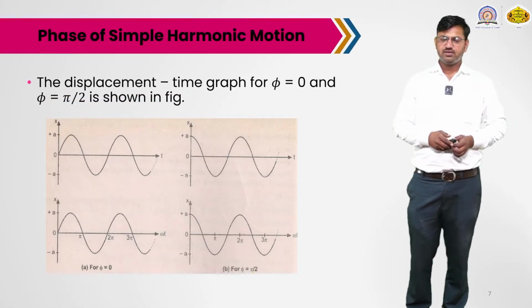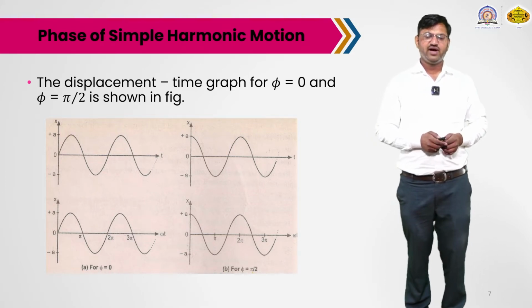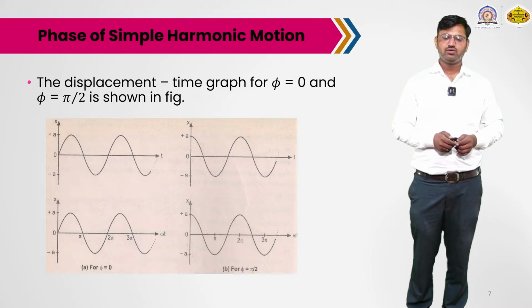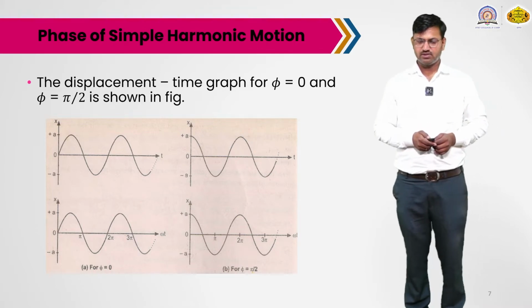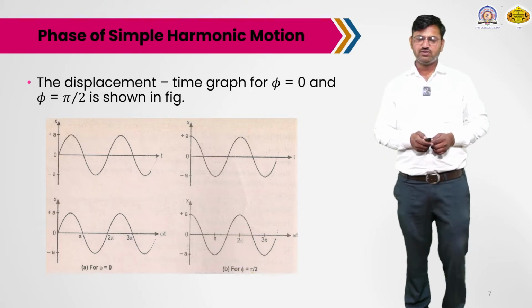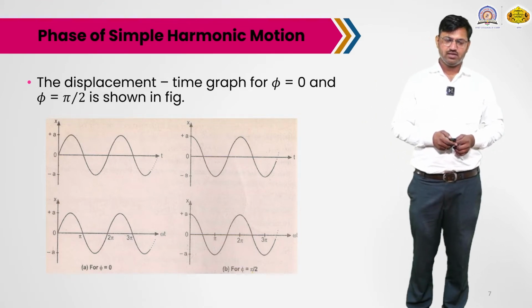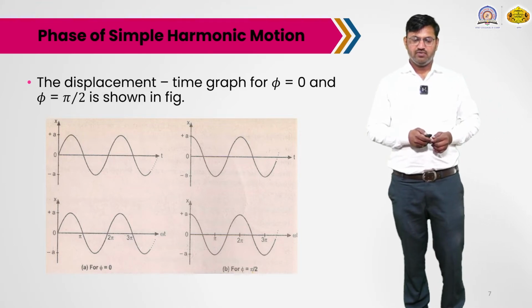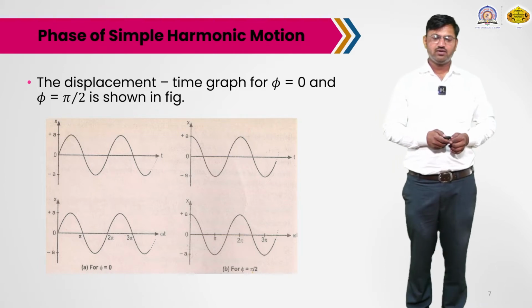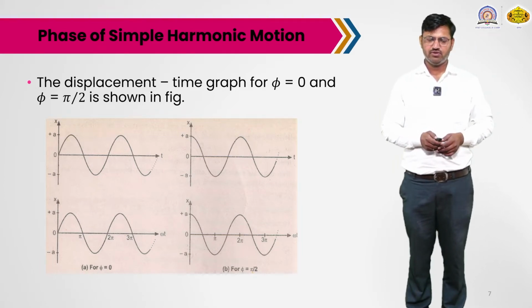The displacement versus time graph for φ = 0 and φ = π/2 is shown in these figures. For φ = 0, the displacement starts at 0, and for φ = π/2 it starts at ±a. Here a is the amplitude.